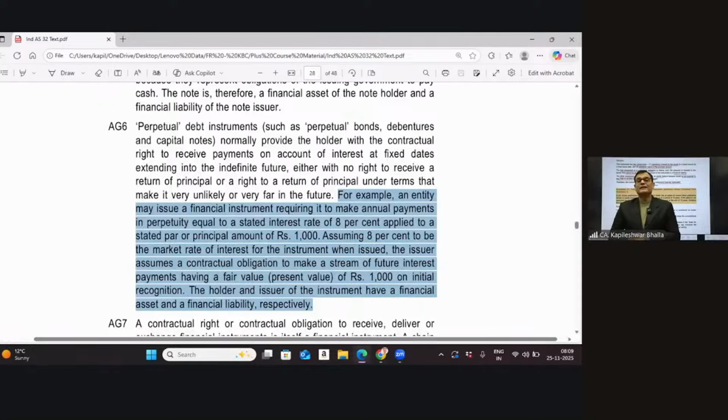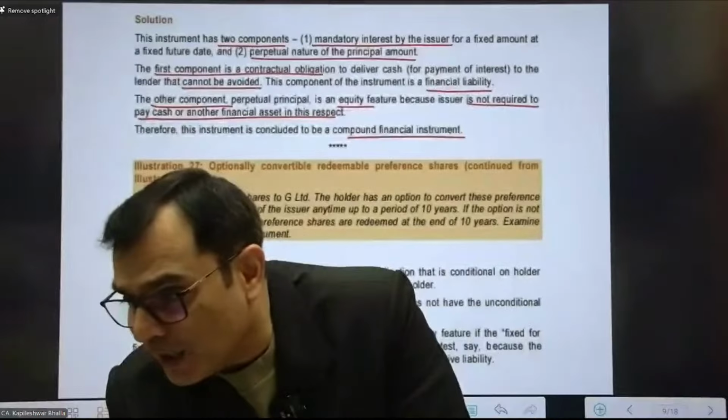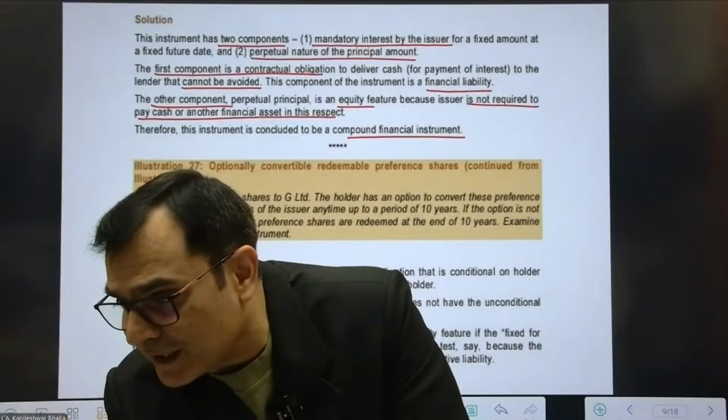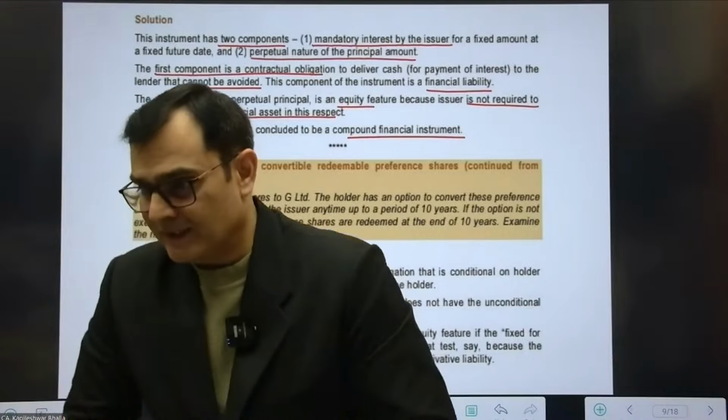But in this particular case, if I say the stated rate of interest is 8% and the market rate of interest is 10%, then it'll become a case of, you can say, a compound financial instrument. Did you get my inputs 100% clear? I hope I stand 100% clear on my agenda. Now, are there any confusion points, friends, at this stage?